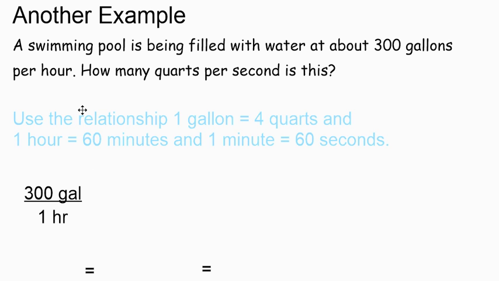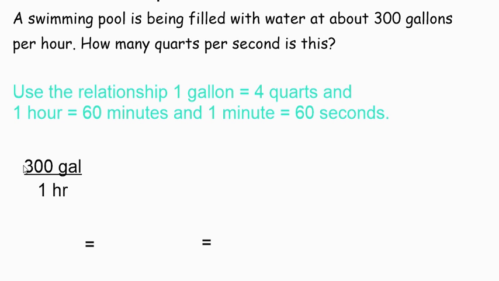So here, I'm going to use the relationship 1 gallon equals 4 quarts, but I'm actually breaking it up. In our last example, we had 1 hour equals 3,600 seconds. Here I broke it up into 1 hour equals 60 minutes and 1 minute equals 60 seconds. Okay, so I start off with my original ratio, and then I'm going to multiply it. 4 quarts equals 1 gallon. So again, I put the gallons on the bottom because I wanted them to divide out.